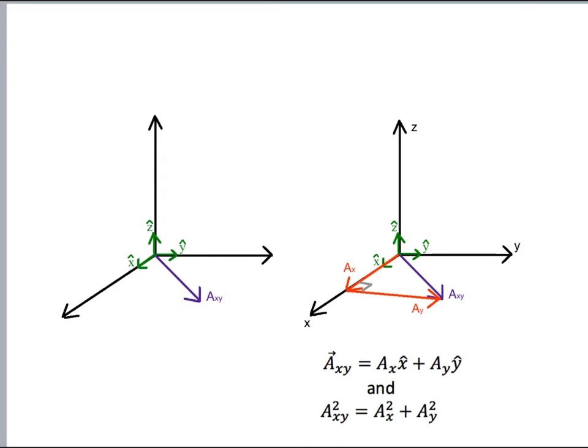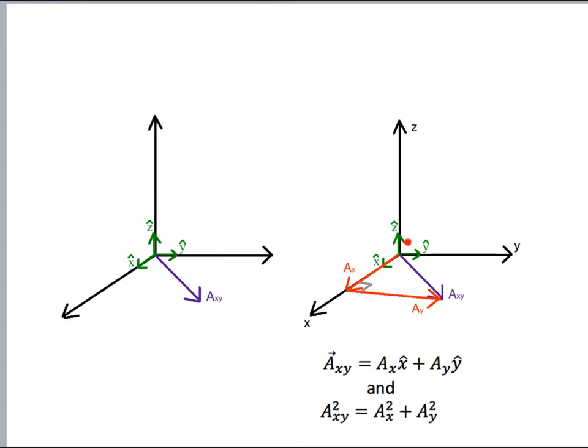Okay, here we're considering just the projection A sub xy, the vector that is in the xy plane. And if I have my 3 coordinate axes, I can note that my x-axis is pointing out of the page, and it will have a unit vector x hat. Y hat will point along the y-axis, z hat will point along the z-axis.